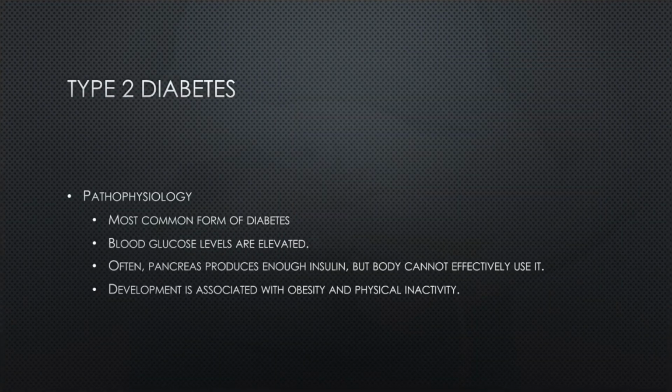A condition becoming more and more prevalent is type 2 diabetes. It's the most common form of diabetes, and blood glucose levels are elevated because the body can't produce or use enough insulin. The pancreas actually produces enough insulin in your insulin resistance diabetes, but it can't use it. That's the problem. In some cases, an abnormal increase in the production of glucose by the liver causes an increase in blood glucose levels.